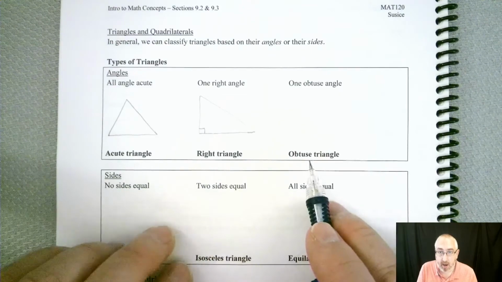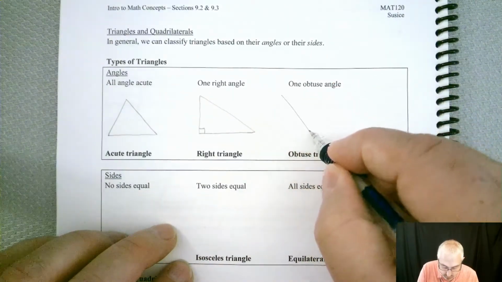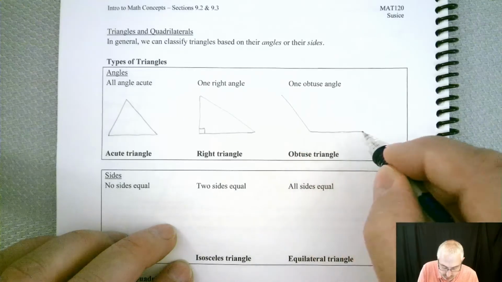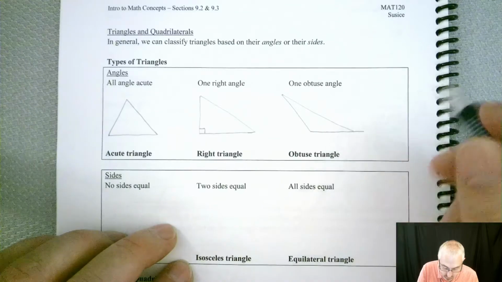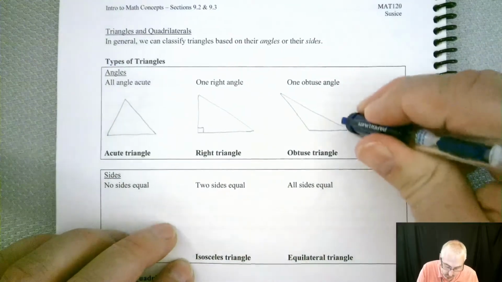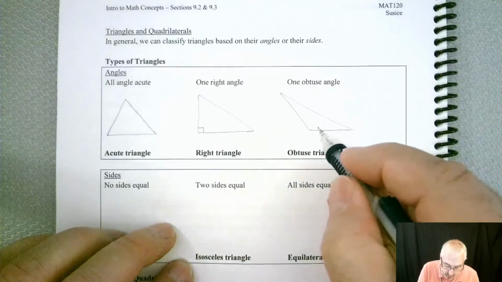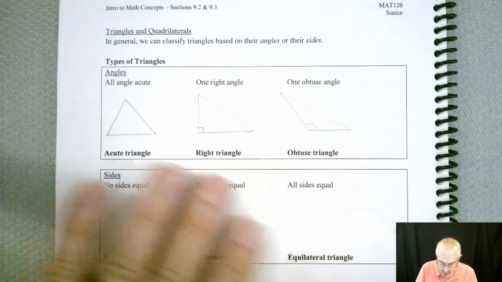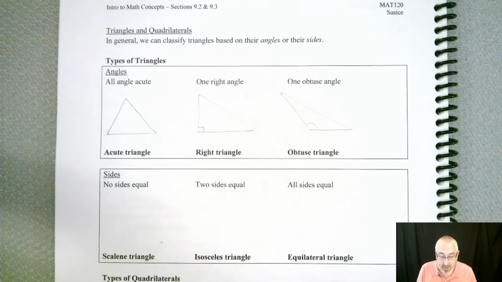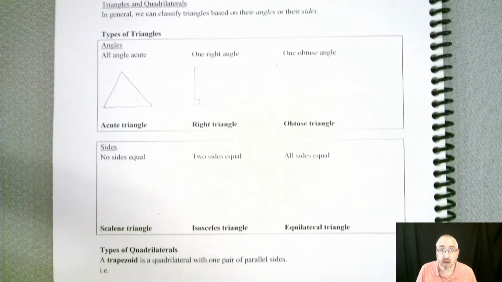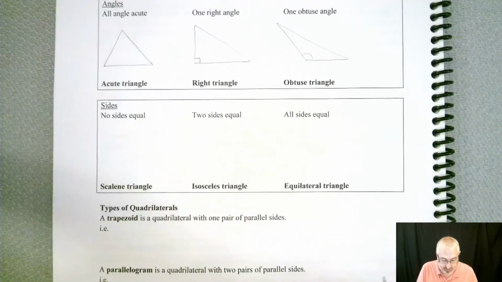And then our last one would be obtuse, and you guessed it, it has an obtuse angle in it. So we'd have something that looks like this. So that would be our obtuse angle there. Pretty original, right? Now, for identifying a triangle based on its sides, we have, again, three categories.